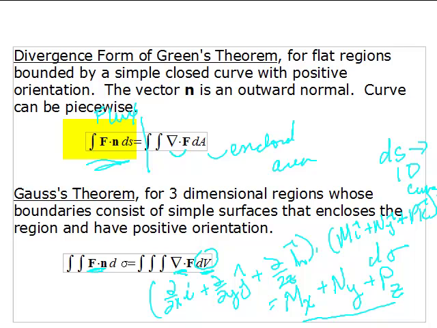There are many other things you can do besides just calculate flux with these theorems, but they're used very often to compute just the flux, and the integrals I put in a box are usually much easier than the ones on the other side.